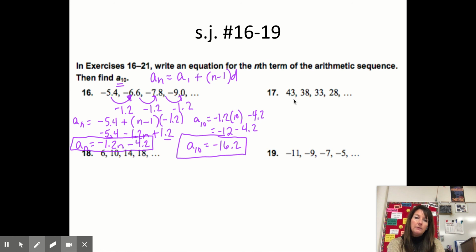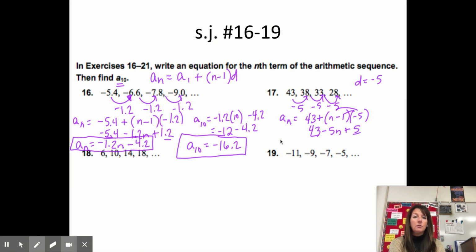So again, find the common difference. This is another one that's decreasing, and the difference here is going to be minus 5. So D is equal to minus 5. So we'll have A sub n is equal to 43 plus n minus 1 times the negative 5. So we'll distribute: 43 minus 5n plus 5, combine like terms. So A sub n is equal to negative 5n plus 48.